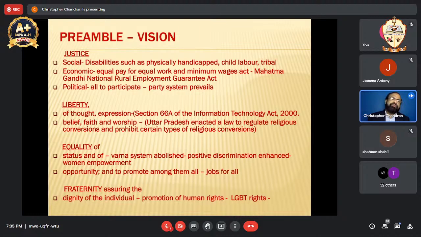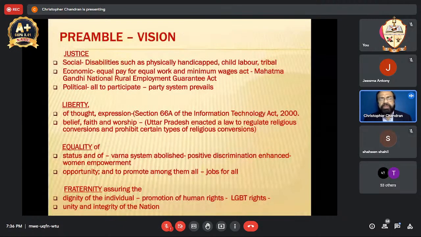Fraternity, yes, definitely. More and more, India is part of the Universal Declaration of Human Rights, so the dignity of the individual is always protected. India also wants to promote human rights. We signed when the Universal Declaration of Human Rights was formed, and India promotes human rights. We have also moved to the extent of even providing LGBT rights, the dignity of the individual. We have moved on to the third gender classification too, and we also give them the right. Okay, and unity and integrity of India.